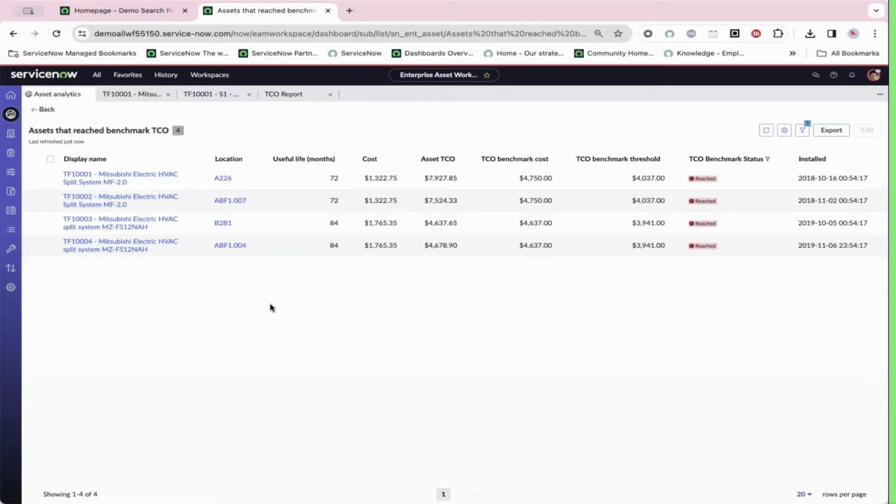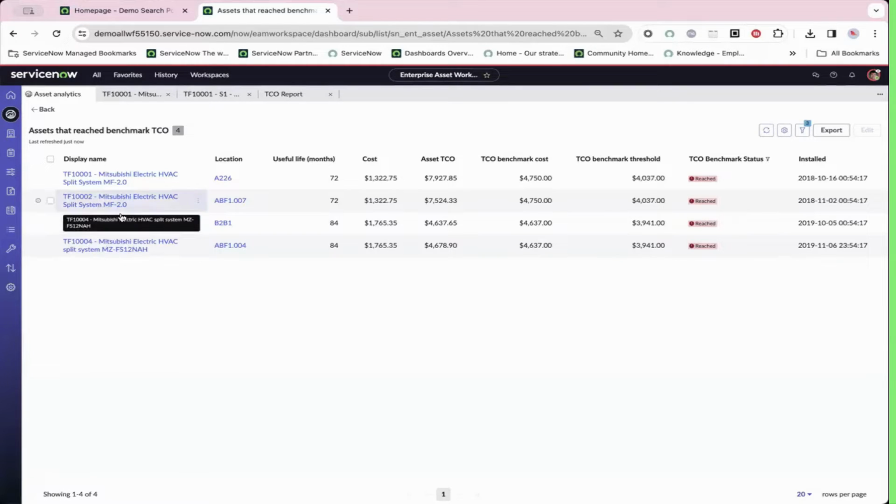And so looking specifically at the reached benchmark TCO assets, we can see here that we have HVACs that have reached their benchmark status. We can see that display name, where it's located, the useful months, how much it is costing us, what is the asset TCO thus far, and what is that benchmark cost that we've put in for this specific model. Okay, and when was it installed?